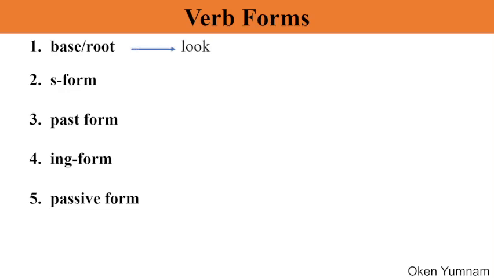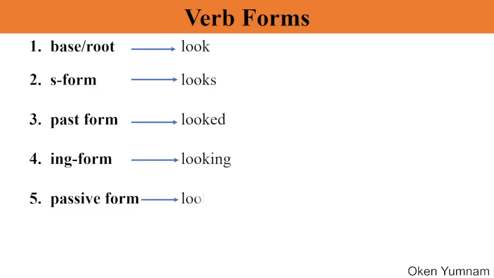Suppose the verb is look. The base is look. Of course, its S form is looks. Past form is looked. Ing form, looking. Passive form or past participle form, looked again. So you see that the S form is formed by adding the letter S. Similarly, past form is formed by adding ed to the verb, and ing form by adding ing, and passive form or past participle form by adding ed.